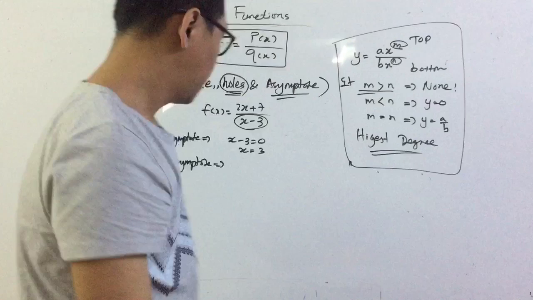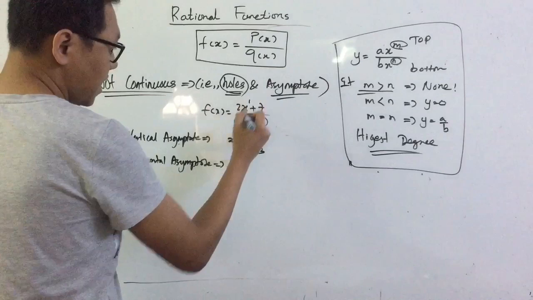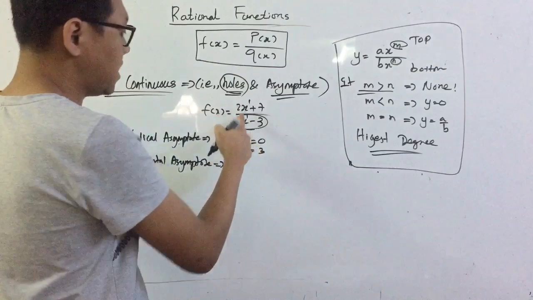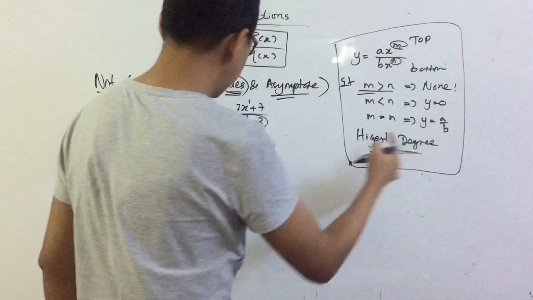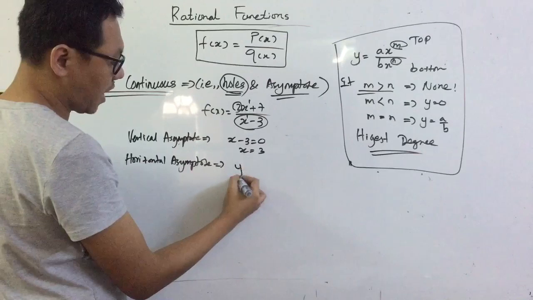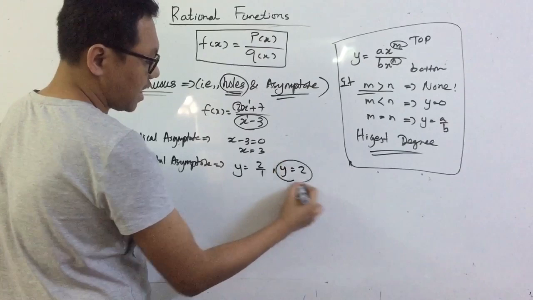Let's see, in this case, the highest degree of the numerator is 1, right? The highest degree of the denominator is also 1. So in this case, they are the same. Same means m is equal to n, so y is equal to a over b. In this case, a is equal to 2 and b is equal to 1. So y is equal to 2 over 1, which means y is equal to 2. That's the horizontal asymptote. That's the vertical asymptote.